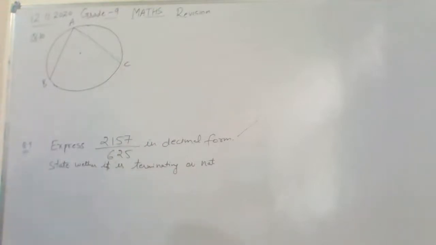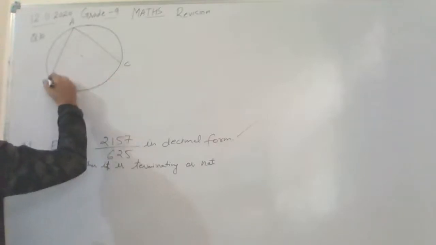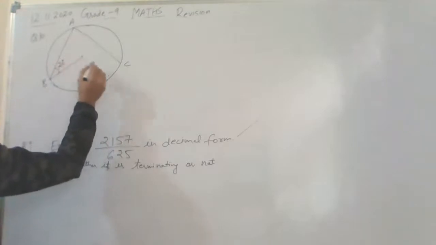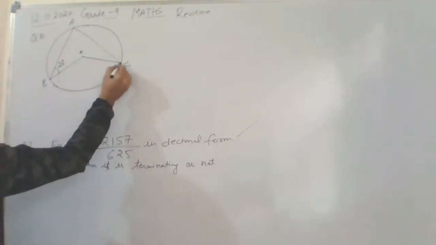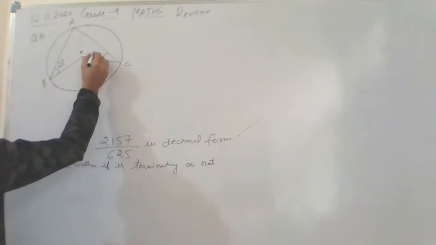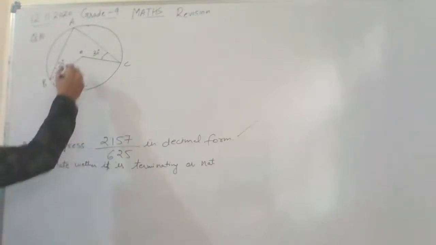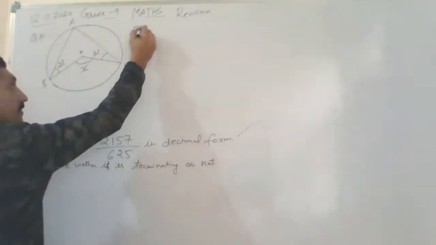And we have these two angles. This angle is 20 degrees. This angle is given 20 degrees. O is the center here, and this angle is 30 degrees. These two angles are the same. You have to find this angle X. Find X.